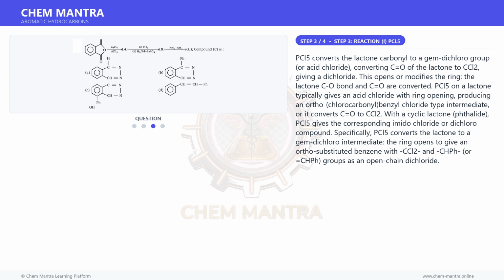With a cyclic lactone like phthalide, PCl5 gives the corresponding imidochloride or dichloro compound. Specifically, PCl5 converts the lactone to a gem-dichloro intermediate; the ring opens to give an ortho-substituted benzene with CCl2 and CH=CHPh groups as an open-chain dichloride.